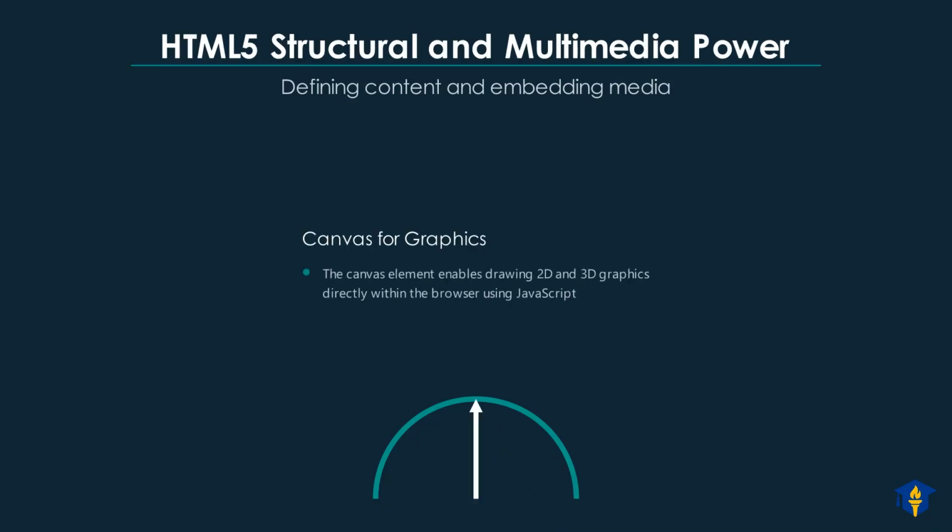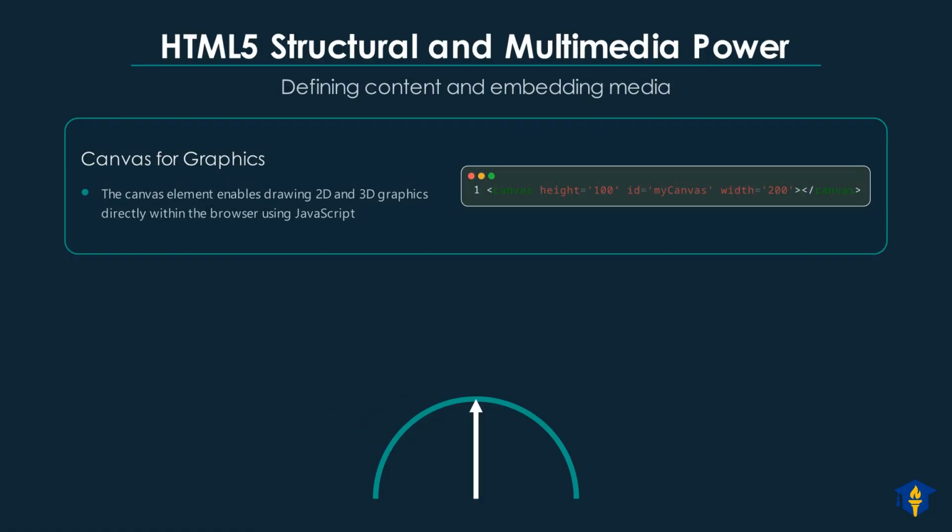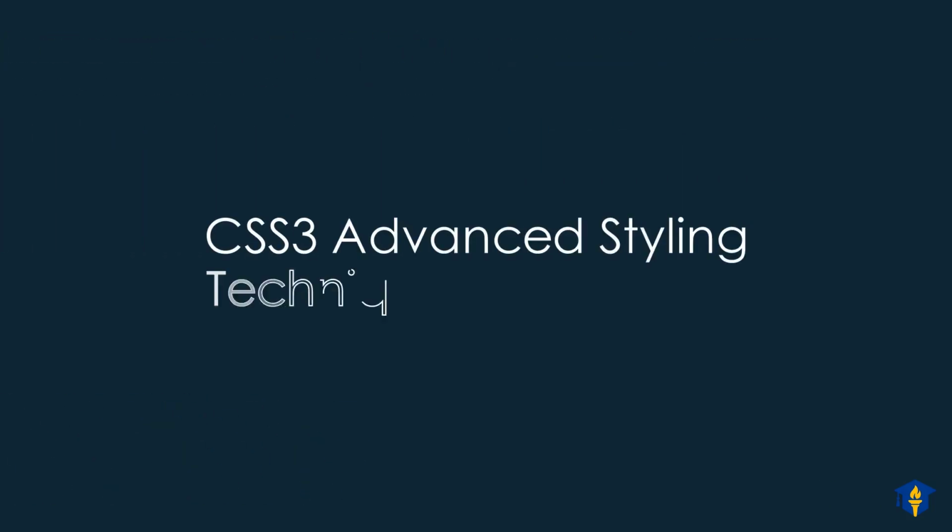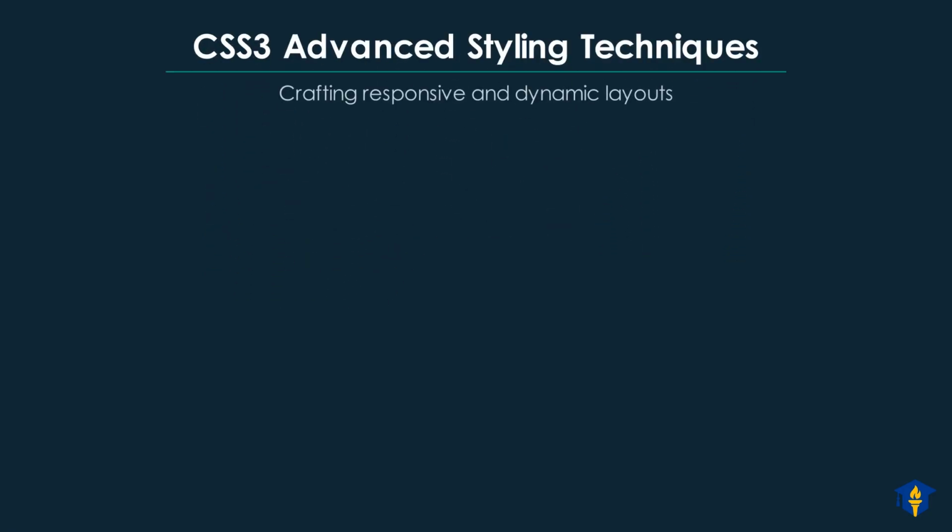Furthermore, HTML5 provides the canvas element for creating rich graphics. The canvas element enables direct drawing of 2D and 3D graphics within the browser using JavaScript. This example shows how to define a canvas element with a specific ID, height, and width. In this segment, we explore CSS3's advanced styling techniques for modern web design. We will focus on crafting responsive and dynamic layouts that adapt to various devices.